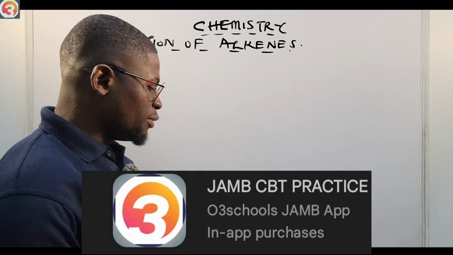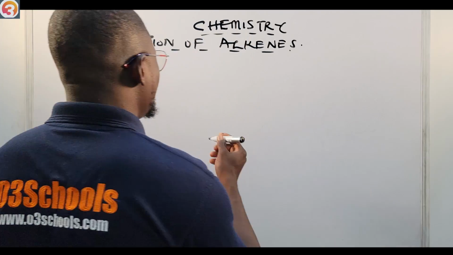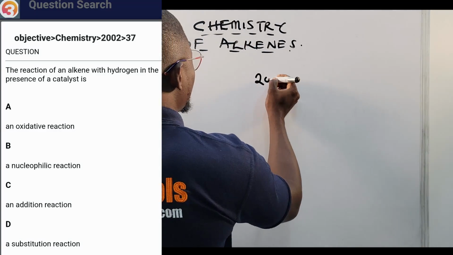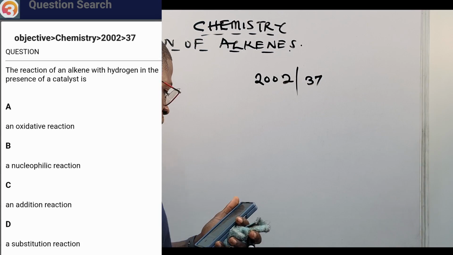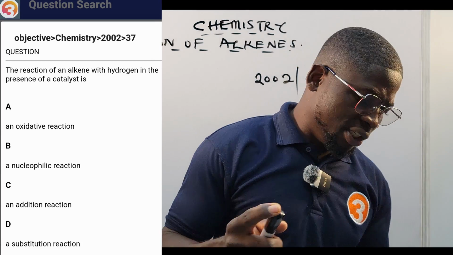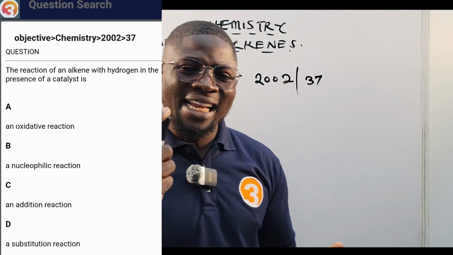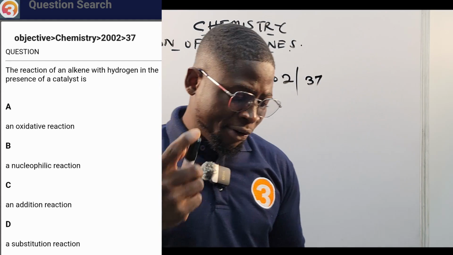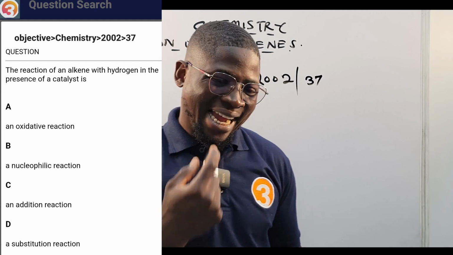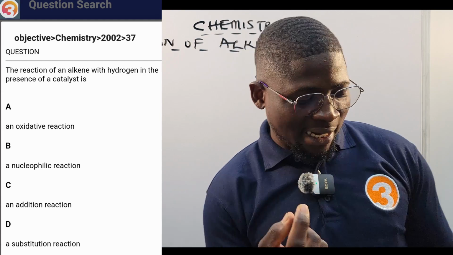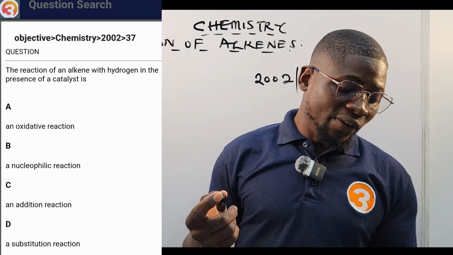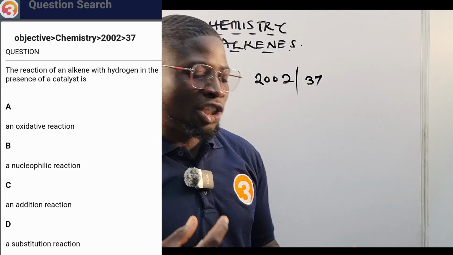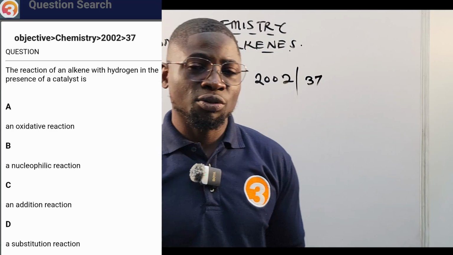Preparation of alkenes. But before we do that, let us see a question from the O3 School JAMB app. This is a 2002 JAMB question, number 37. It says, the reaction of an alkene with hydrogen in the presence of a catalyst is A, an oxidative reaction, B, a nucleophilic reaction, C, an addition reaction, D, a substitution reaction.